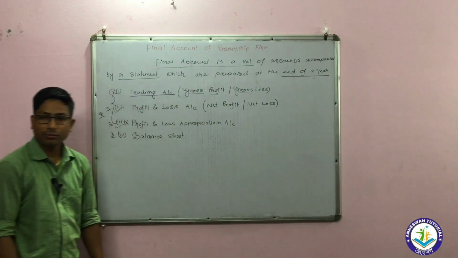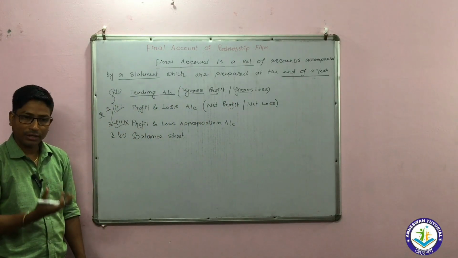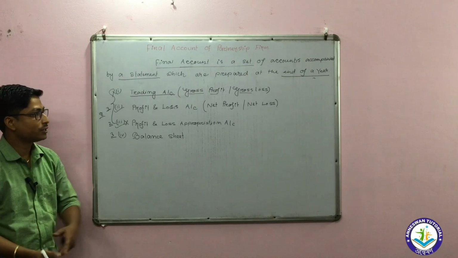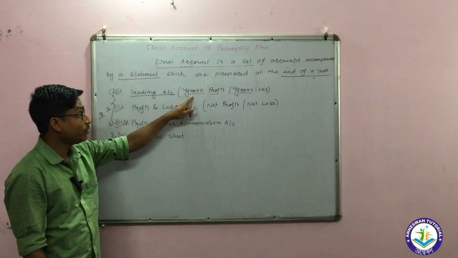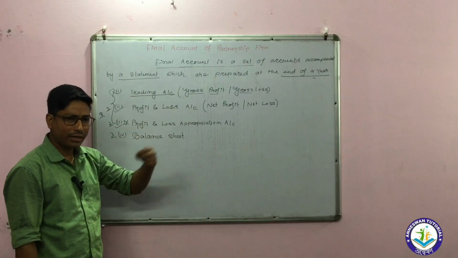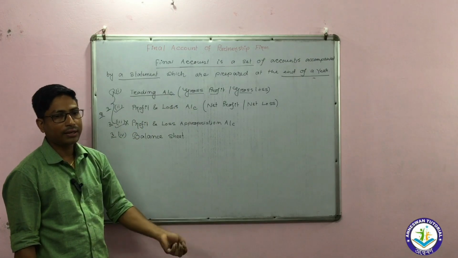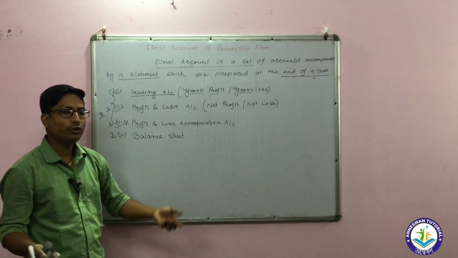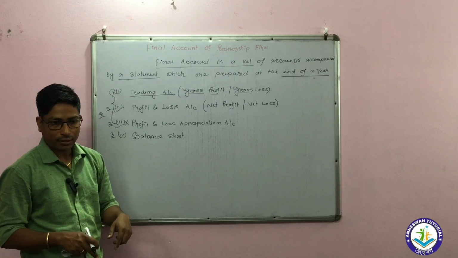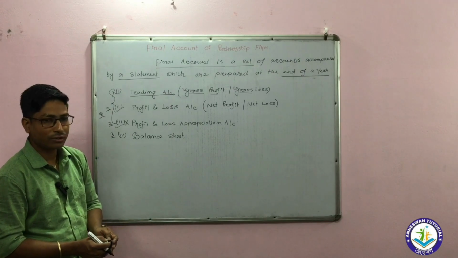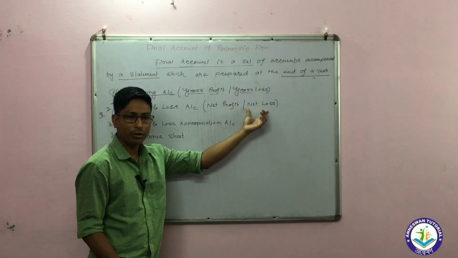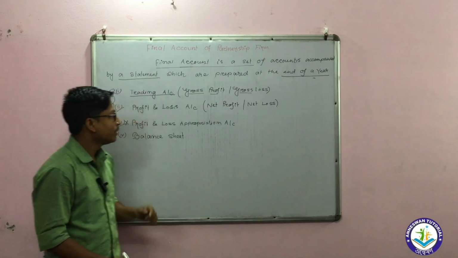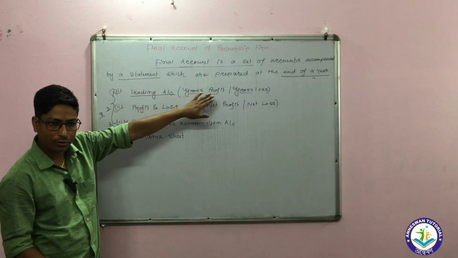Why do we prepare a profit and loss account? To find out the amount of net profit or net loss. This is the actual profit. Net profit means actual profit after knowing the gross amount: some indirect expenses are there, some indirect incomes are there, and you need to take those things under consideration. After considering those things you will be able to know the amount of net profit or net loss. All right, but we will not need to prepare this.